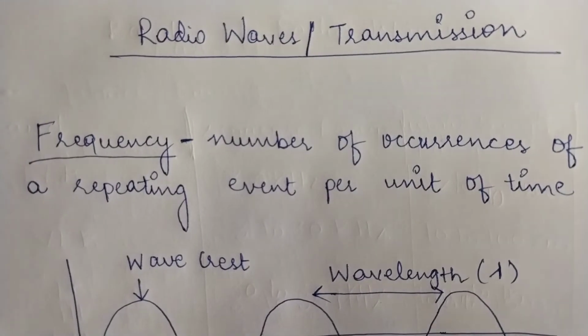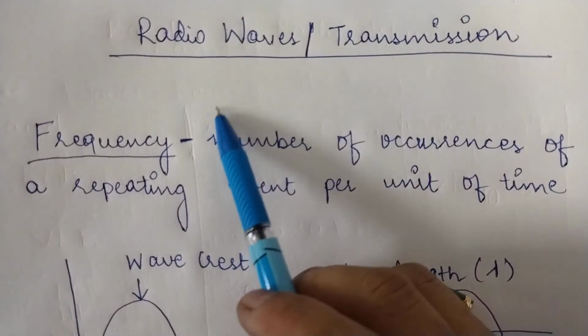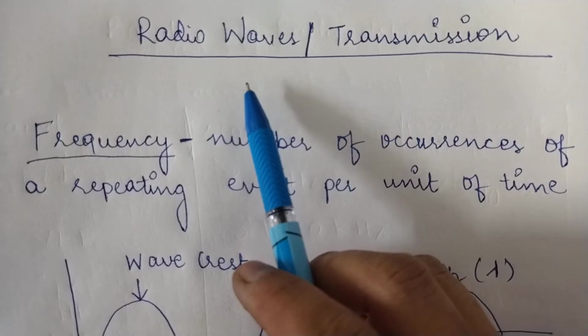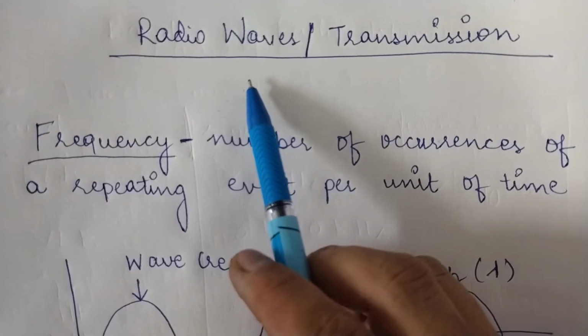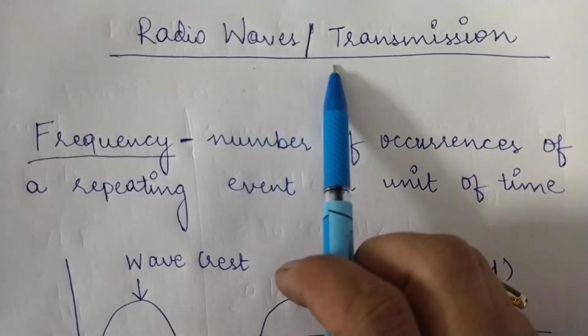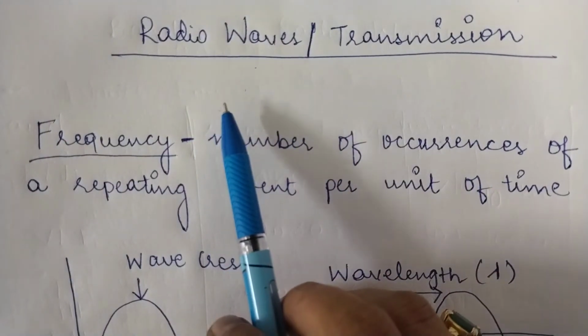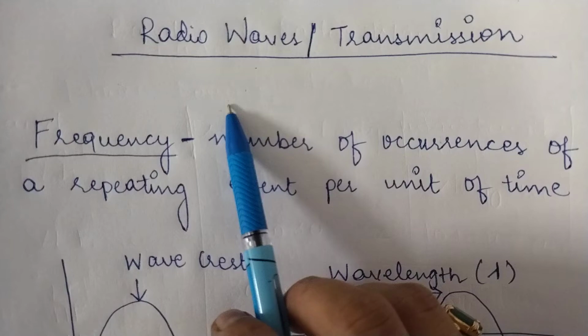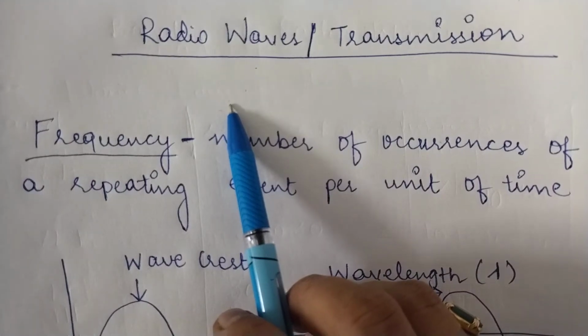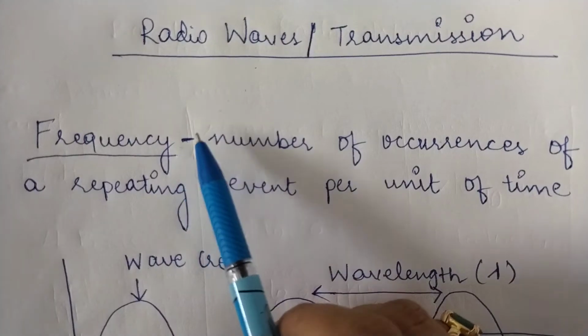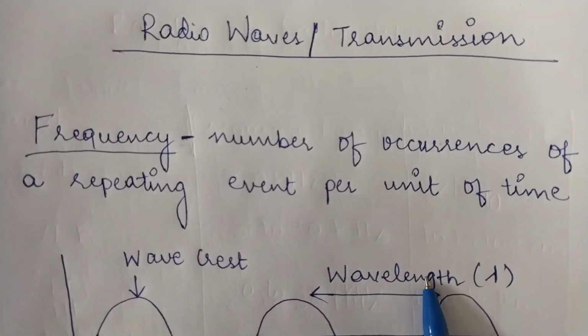Hi all the students. Today in the unguided media or in the wireless transmission we are going to study the radio waves or the radio transmission. So before we proceed with radio waves or radio transmission, there are two important terms that we all must know. One is your frequency and other is your wavelength.